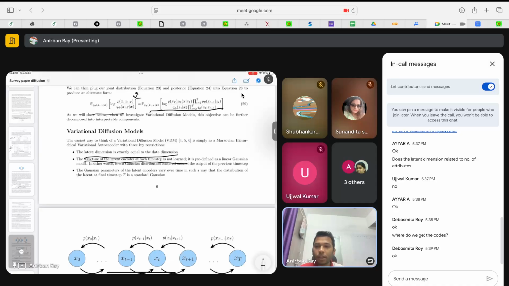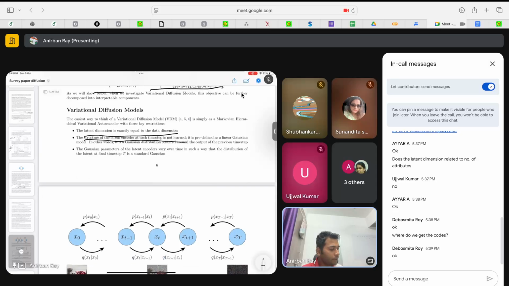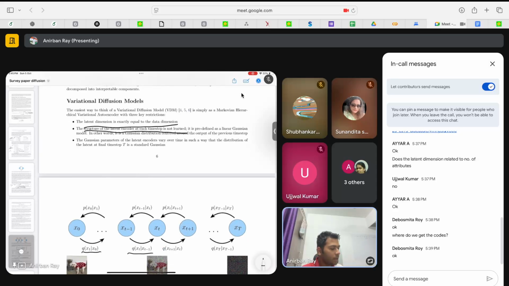The structure of the latent encoder is not learned, it is predefined as a linear Gaussian model. When you are doing this, these are not learned. What type of distribution it is, is not learned. It is already defined. I define it like a Gaussian distribution centered around the output of the previous time step. So the mean of the Gaussian is the output of the previous time step. So that is given for us.